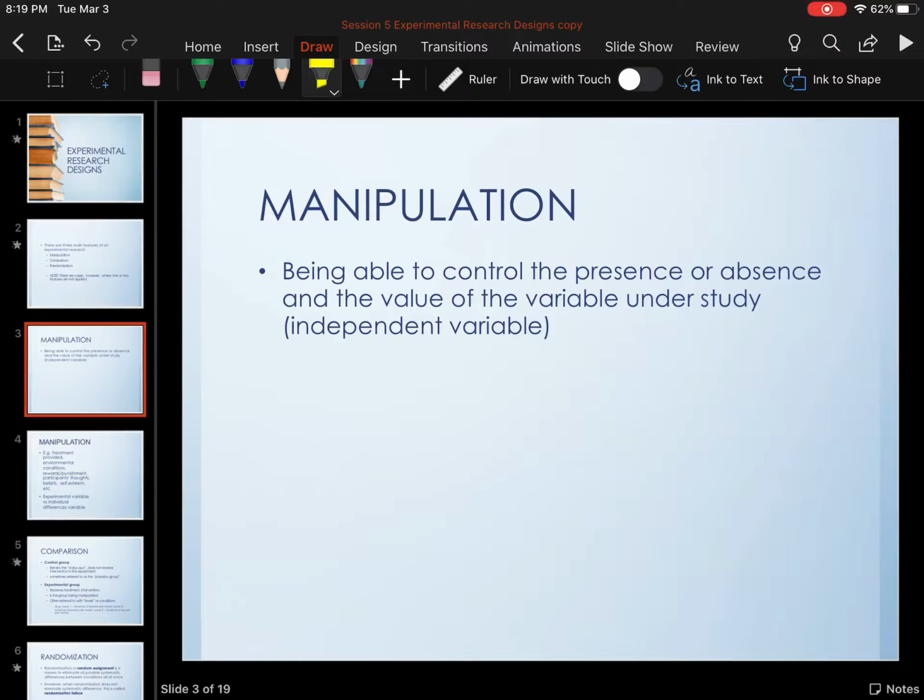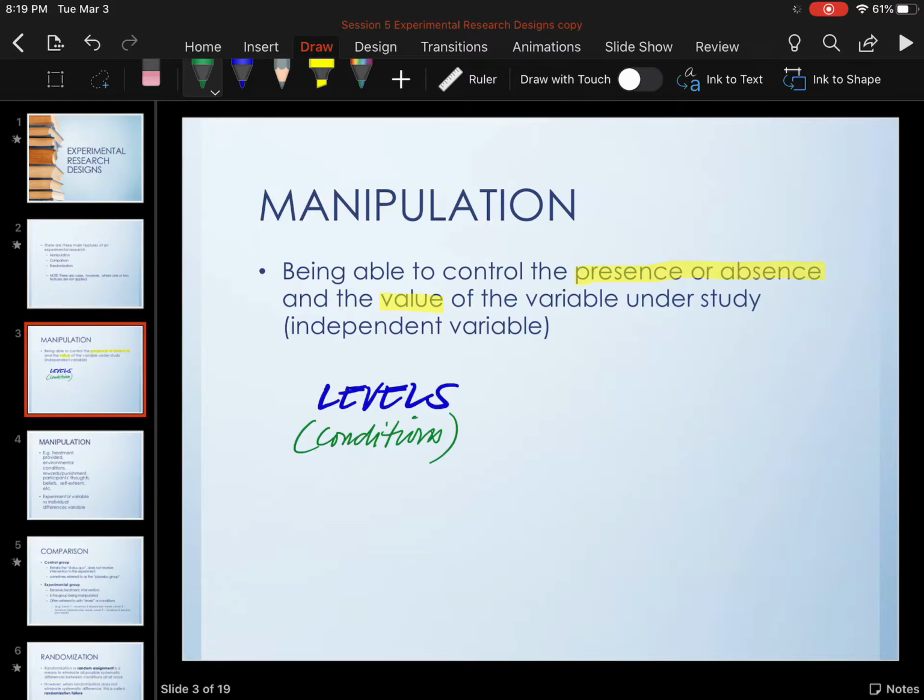So, when we say we manipulate in experimental research, we mean being able to control the presence or absence and the value of the variable under study. The variable under study is called your independent variable. Usually we call this the level or the levels of our IV. Sometimes these are also called conditions, right?